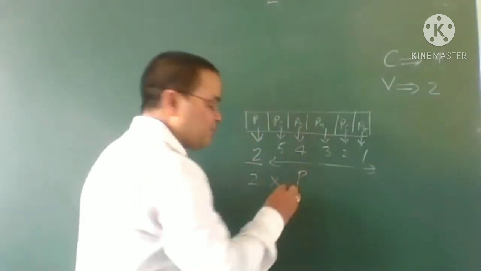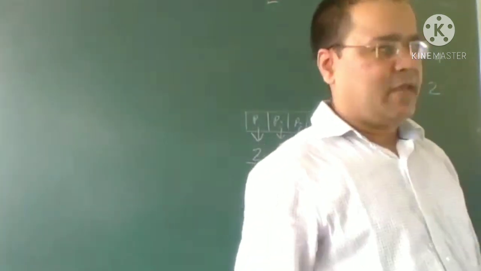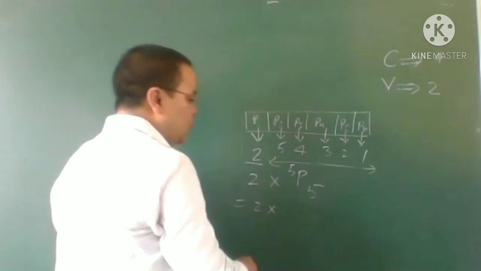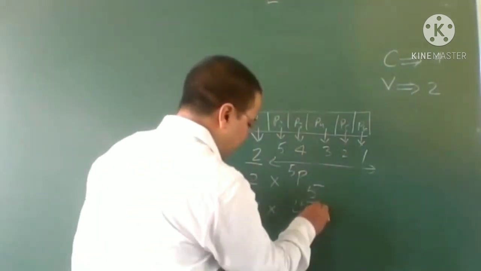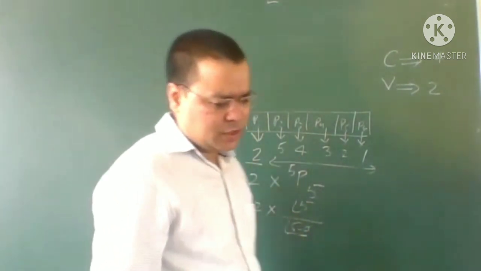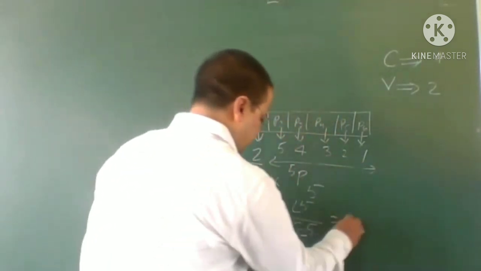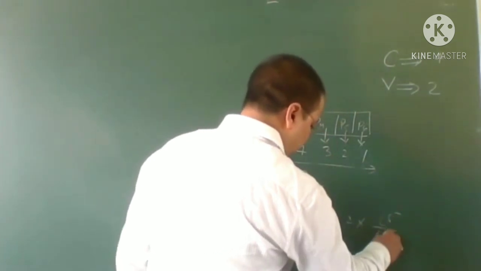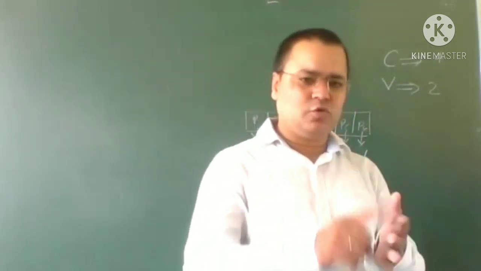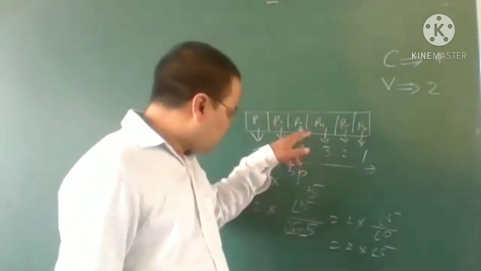This can be written in the form of permutation, 5P5. Then 2 into 5P5. What does 5P5 mean? Factorial 5 upon factorial 5 minus 5, that is factorial 5 upon factorial 0. So it is 2 into factorial 5. And factorial 5 is what? 5 into 4 into 3 into 2 into 1. Okay, so this is the simple concept. In permutation, we can write this concept like this.